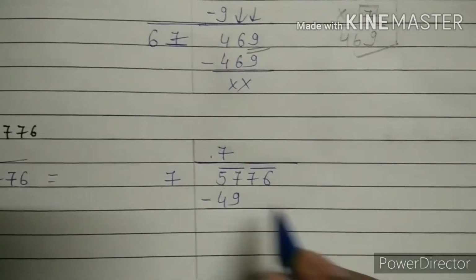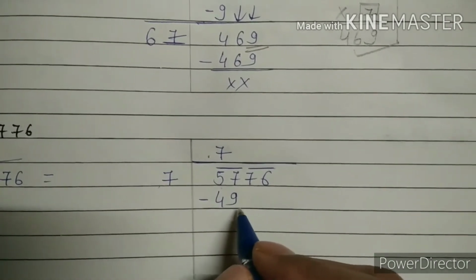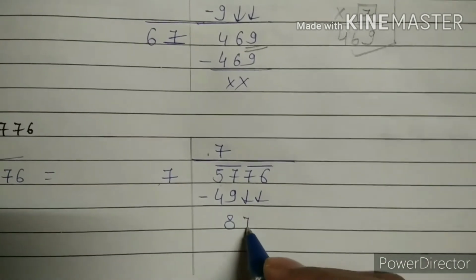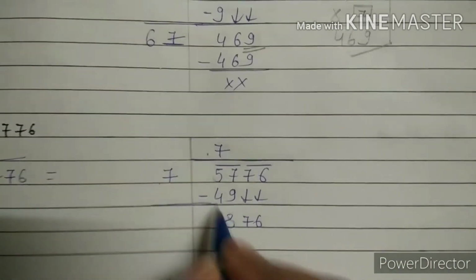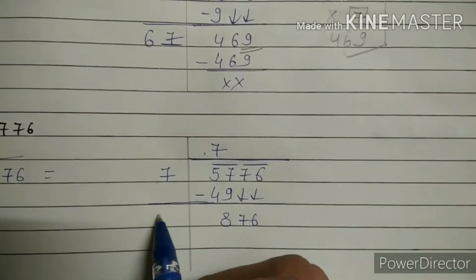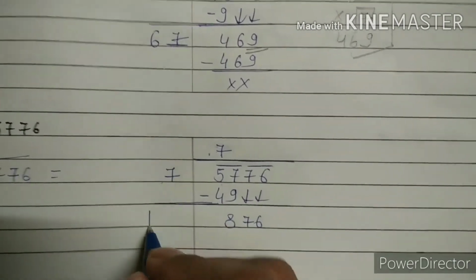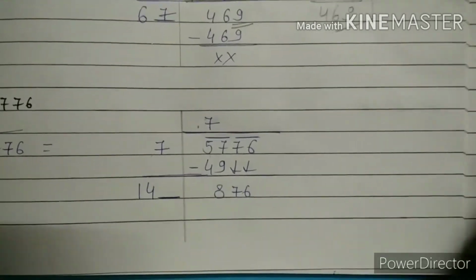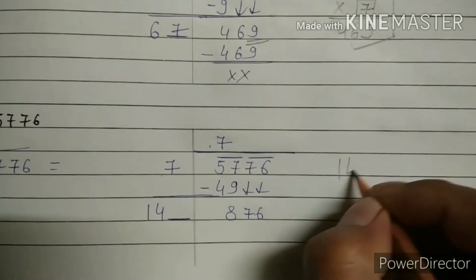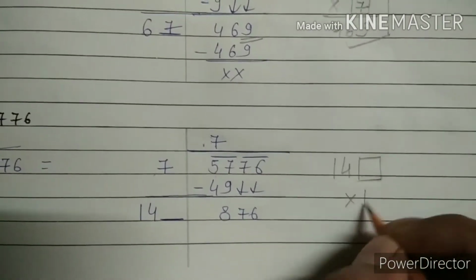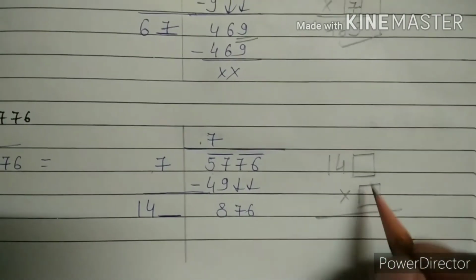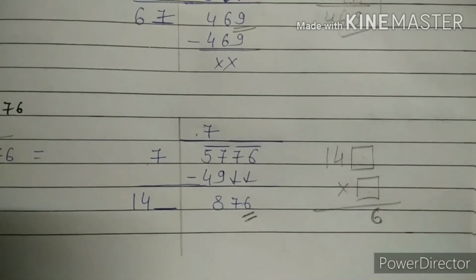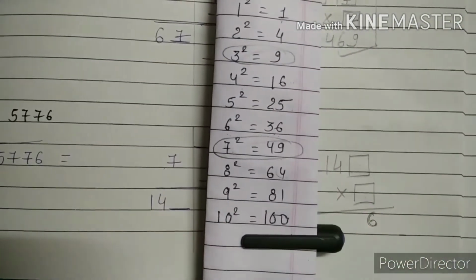Now 57 minus 49 is 8. Okay. Now the next pair will come down here. Now 7 doubled will come here. 7 doubled is 14. Now we want a number here such that when we multiply the number with each other, we get 6 in the ones place. So in which cases do we have 6 in the ones place?